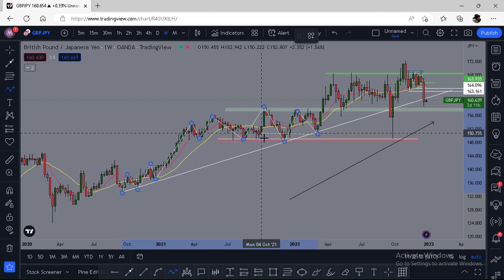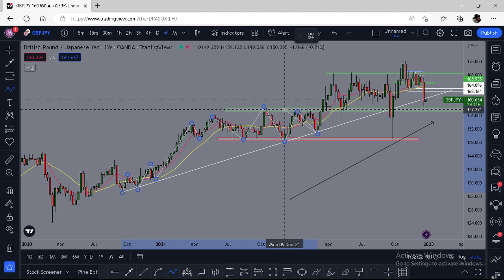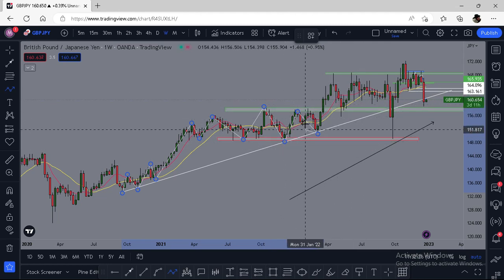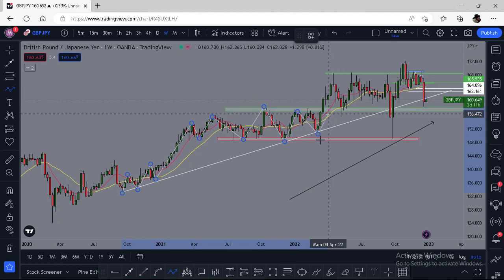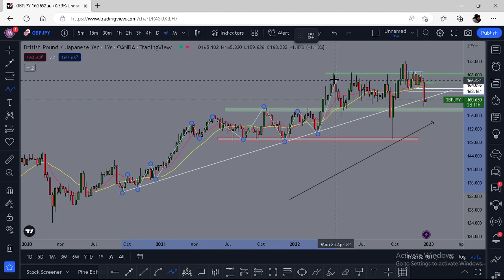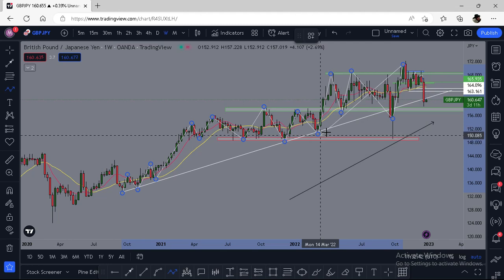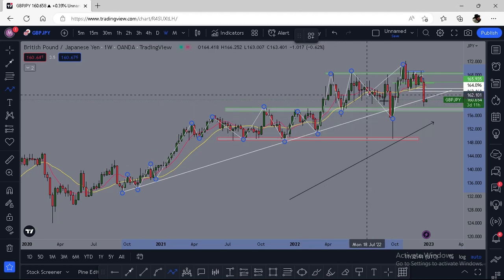When the market started ranging, that's the reason why I had my support and resistance, which was broken and retested. So after creating a higher high, we had a higher low here, we created another high, then a new low, another high, then a new low, another high. So the market was trending, but at some point it was ranging.